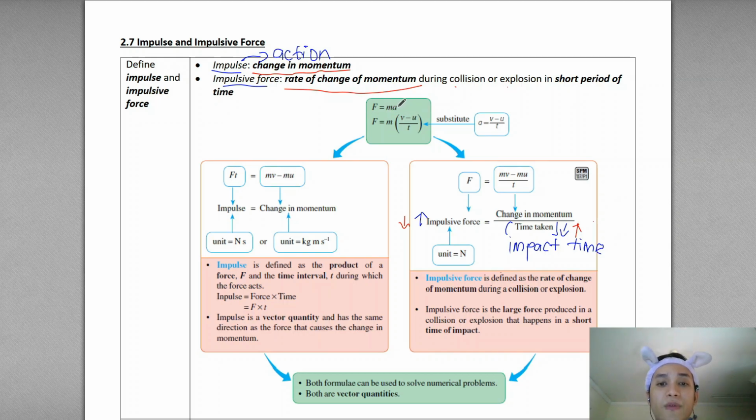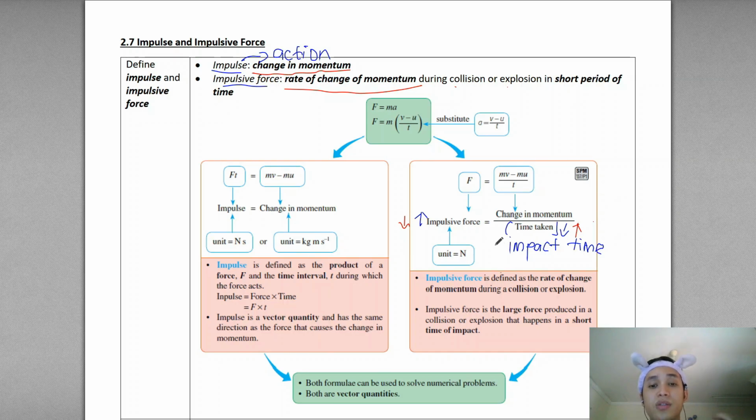Okay, so technically we are going to expand the formula given from Newton's second law, F equals ma. If you substitute the acceleration formula inside, you are going to get the formula for impulsive force. Now, the definition for impulsive force is the change of momentum over time. Now the time taken here is referring to the impact time. Okay, so if my impact time is lower, meaning my impulsive force will be larger. And vice versa, if I increase my impact time, my impulsive force will be lower. Okay, so remember that force, the unit is Newton.